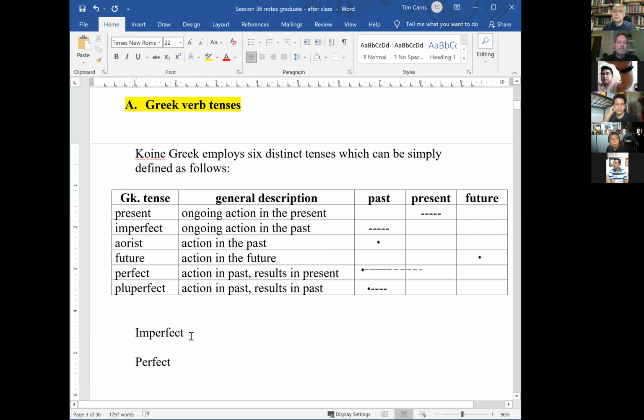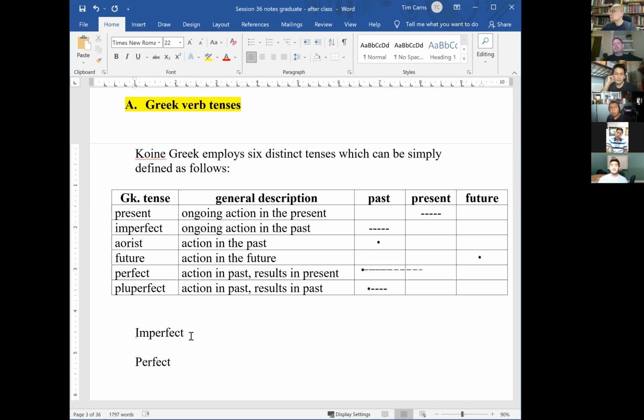The imperfect tense in Hebrew generally refers to ongoing action and normally is translated in the present tense in English, whereas imperfect in Greek is referring to ongoing action in the past. The perfect tense in Hebrew normally refers to the idea of a completed event. So it is typically an event that takes place in the past, but it's not like the Greek tense, which has action in the past with results in the present.